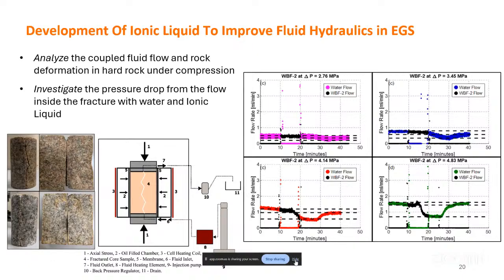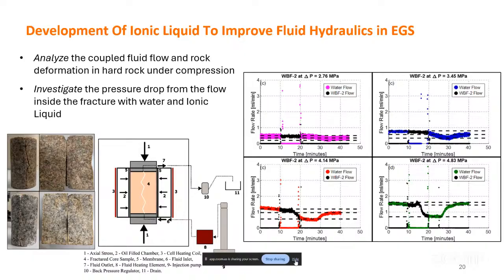This is the first set of work that DOE has sponsored. What we're basically doing is we have a fractured core on the left bottom, as you see. We put that in a Hassler cell, as you can see in the middle, which is the schematic diagram, and then we circulate fluid.